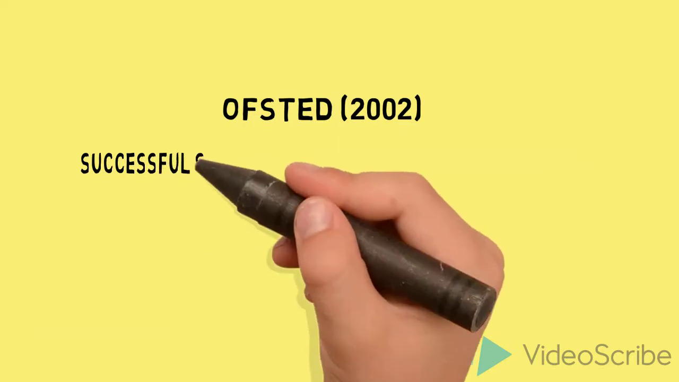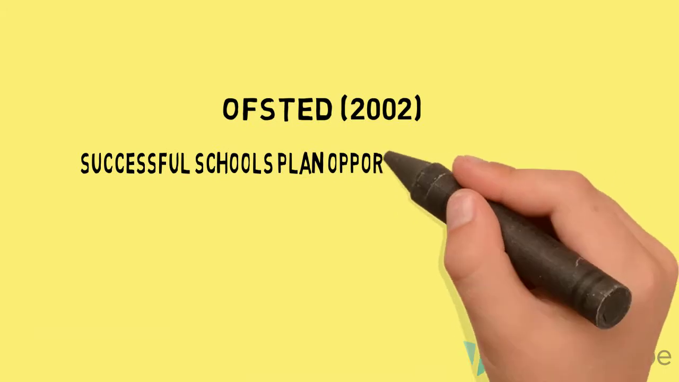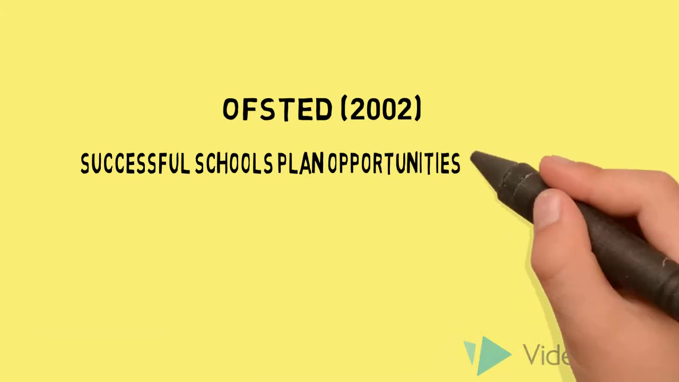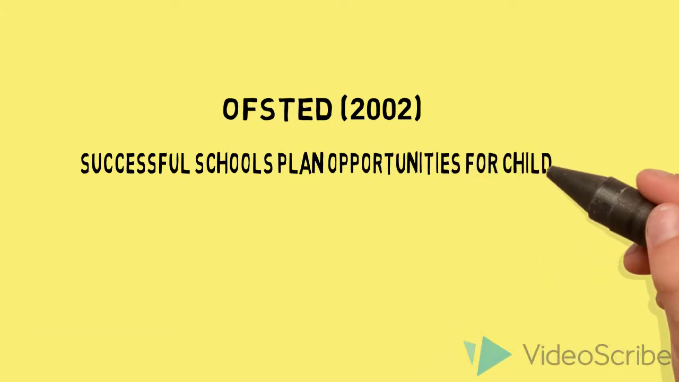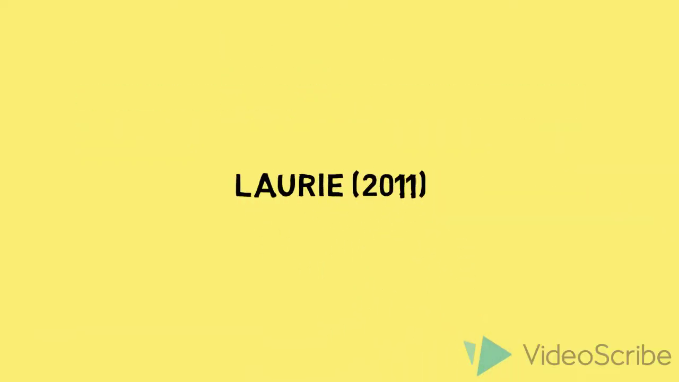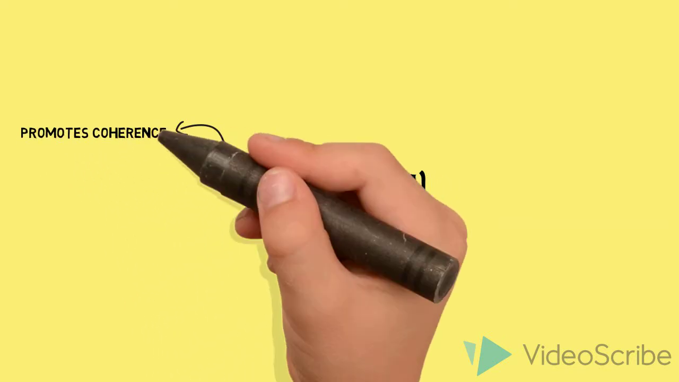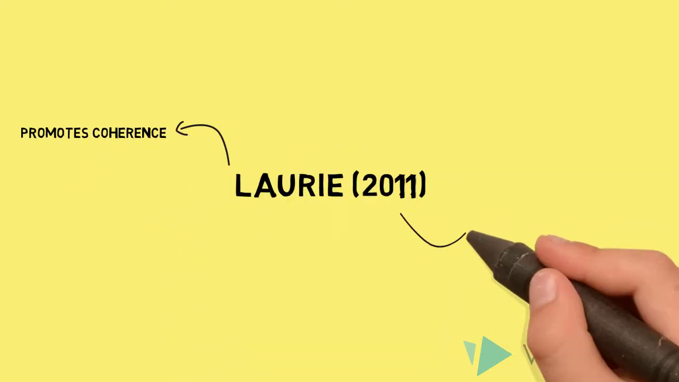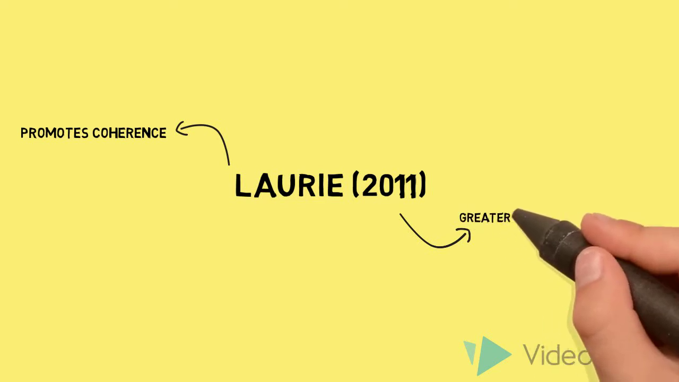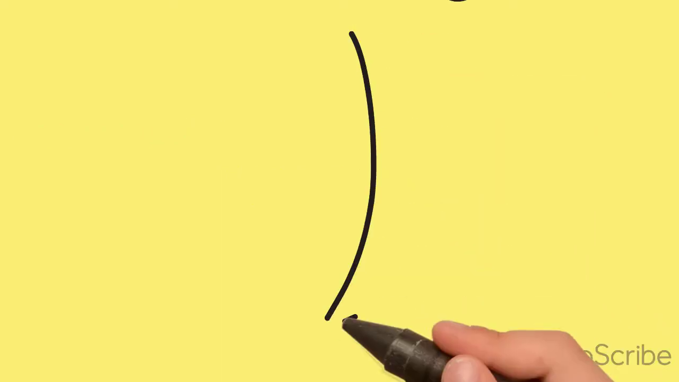Similarly, Ofsted in 2002 noted that one of the features of a successful primary school is the ability of teachers to plan opportunities for children to apply the knowledge and skills learnt in one subject to another. This view is supported by Laurie, who in 2011 suggested that a cross-curricular approach promotes coherence and relevance in learning as it reinforces ideas and skills in a context which provides children with a greater holistic understanding.